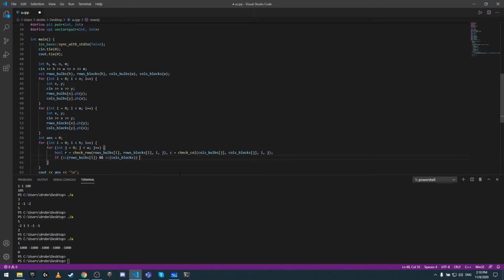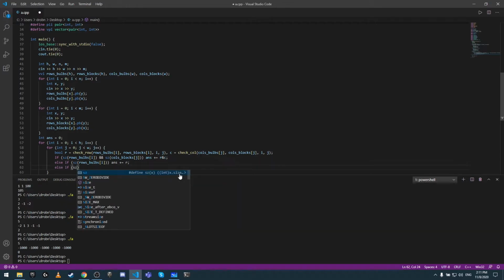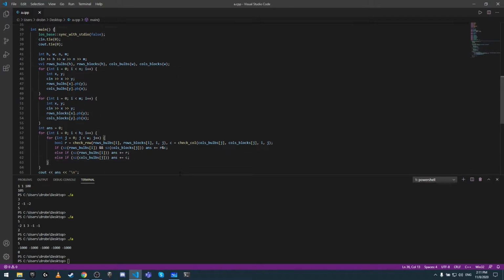So if size of rows bulbs I and size of cols blocks, then we do ans plus equals r and c, else if size of rows bulbs I, we do ans plus equals r, else if size of cols bulbs j, then ans plus equals c. Otherwise it's not worth it to count. So let's do the checks now.